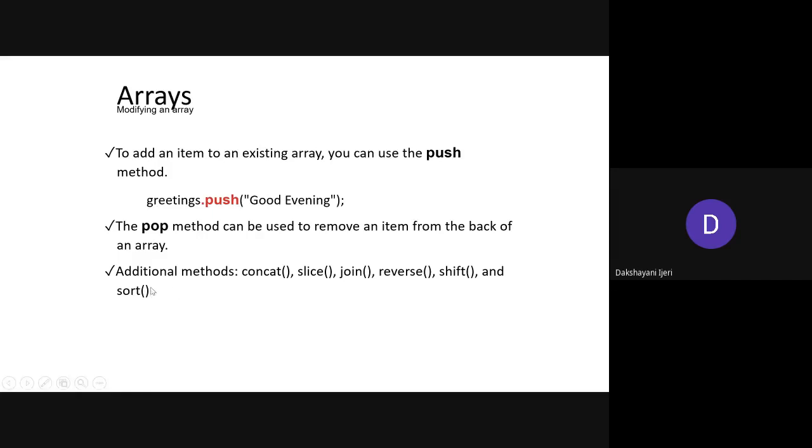Similarly, you have other methods that you can use on the array here. concat is a method which is used to combine two arrays, or else you can combine one array with another array with more elements. It is going to give you a new array here. It is not going to modify the existing array. Instead, you create a new array by combining the elements of the two arrays.